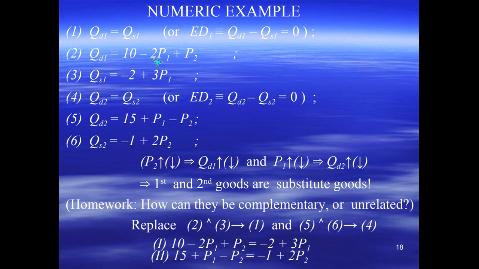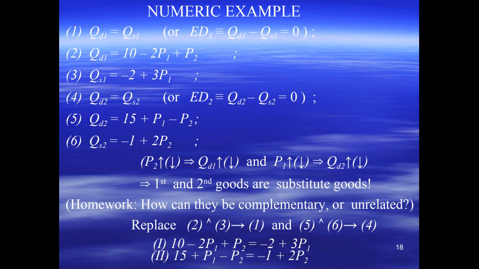How are they related? We can tell it from the coefficients of P1 and P2. In the QD1 equation, the second equation, we have minus 2P1 as expected. When the price of a good augments, its demand diminishes normally, if it's a normal good. When the price of a good diminishes, its quantity demanded augments. We want to buy more of it when it becomes cheaper. So this is normal. And if they were complementary, the coefficient of P2 should have been negative as well, which is not the case here.